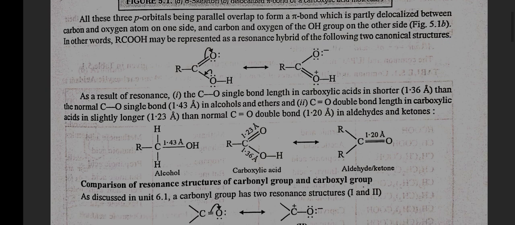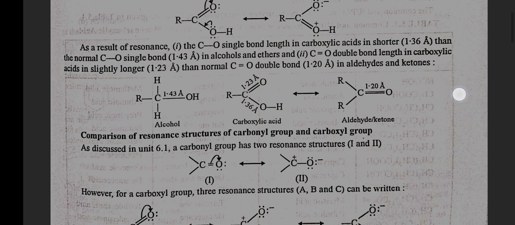As a result, first, the C-O single bond length in carboxylic acid is shorter than the normal carbon-oxygen single bond in alcohols and ethers. Second, the C double bond O bond length in carboxylic acid is slightly longer than the normal C double bond O bond in aldehydes and ketones.